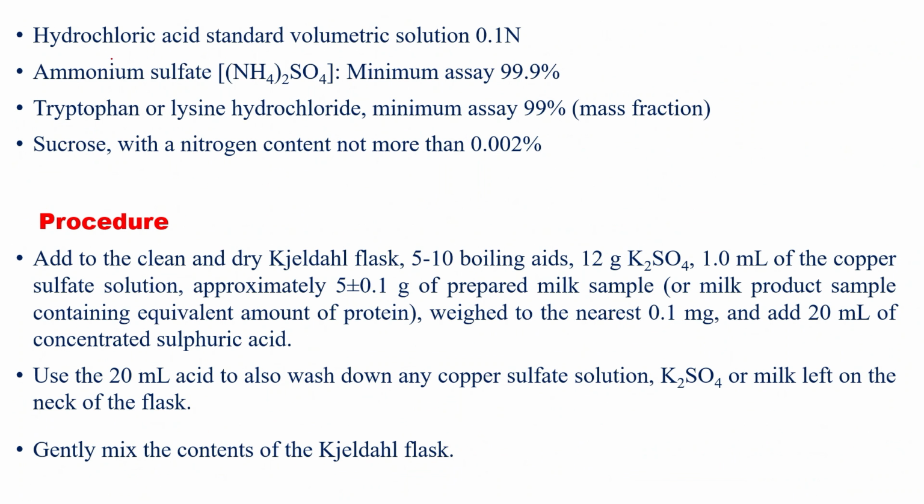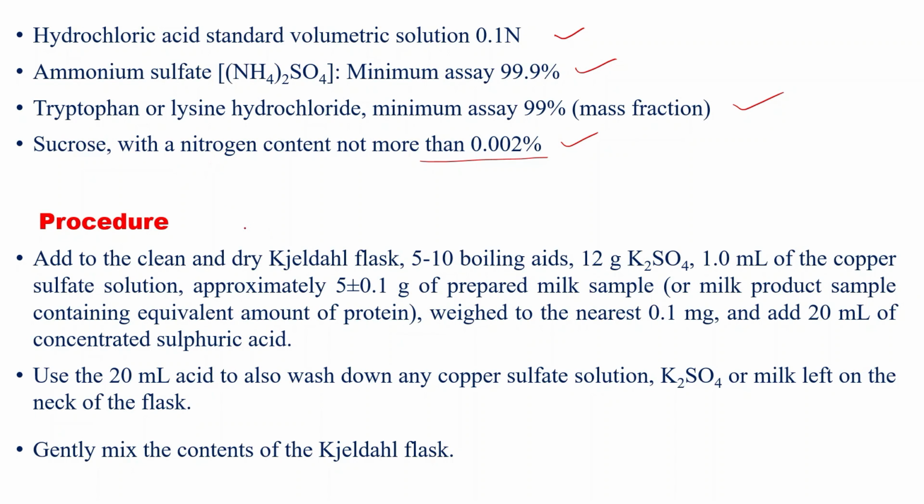Okay, now we have to use hydrochloric acid also, that will be 0.1 normal, used for titration. Ammonium sulfate is to be used to check the accuracy of the procedure, and then tryptophan or lysine, minimum 99% pure, is used to check the accuracy of the digestion. This is for accuracy of procedure, this is for accuracy of digestion. And then sucrose is used for carrying out the blank test and should not have nitrogen more than 0.002%.